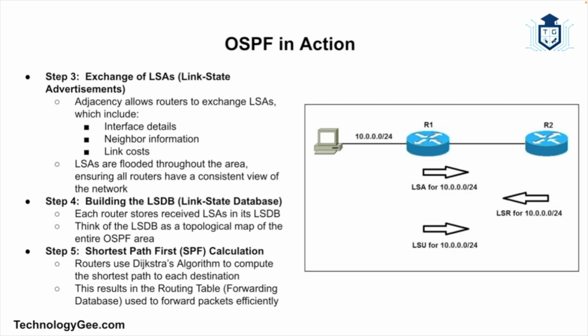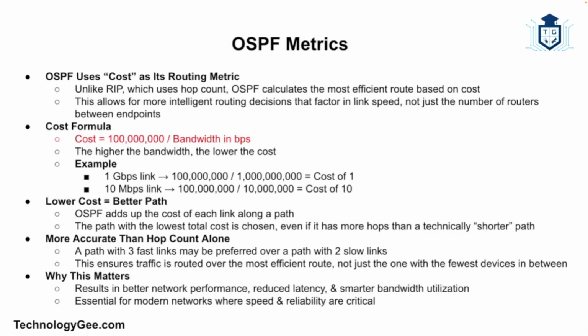And then step 5 is the shortest path first calculation. So using that algorithm that we talked about earlier, the router calculates the shortest path to every other router in the network. And this creates the routing table, which is also known as the forwarding database. And once you have all of that established, then guess what? You're essentially routing. All right, so let's go ahead and talk about OSPF metrics.